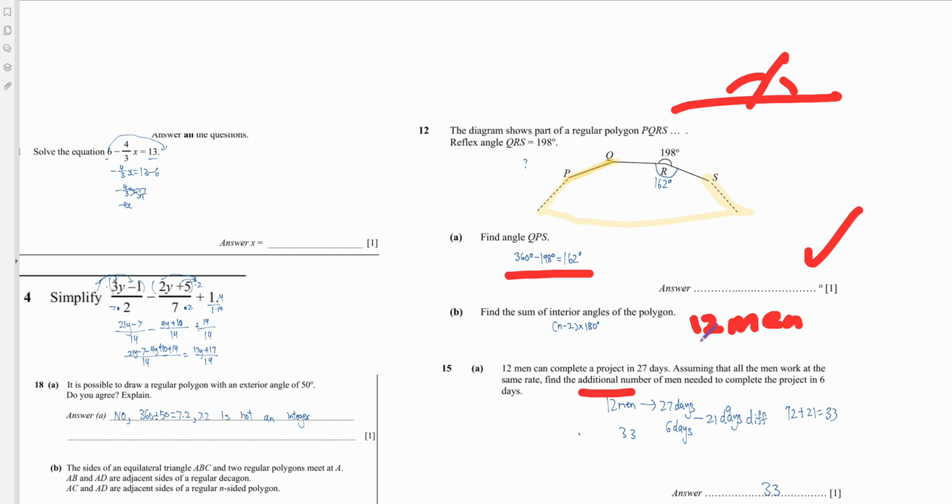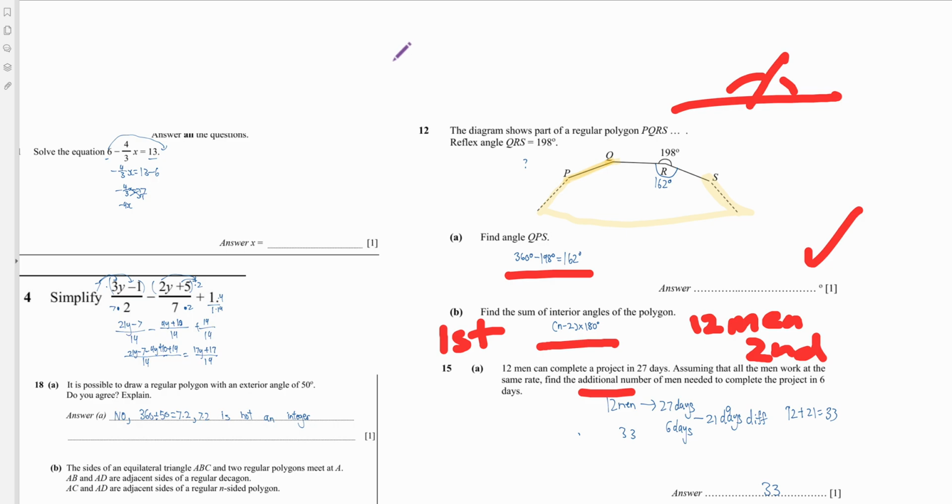Wait, one moment. This is the first formula to find the sum of interior angles, but they never give you the number of sides, right? What's the second formula to find the sum? n times the 180, n times the 162. Yes. So therefore you need to remember these two formulas.